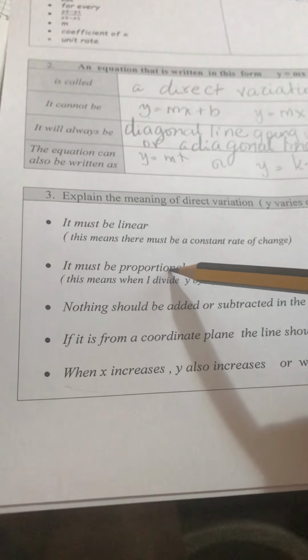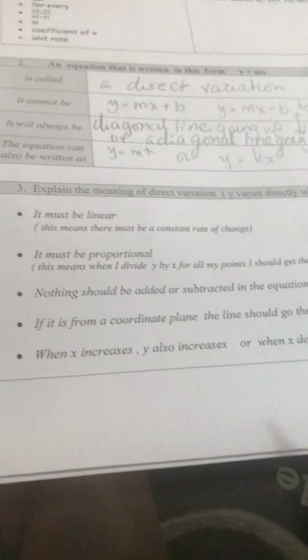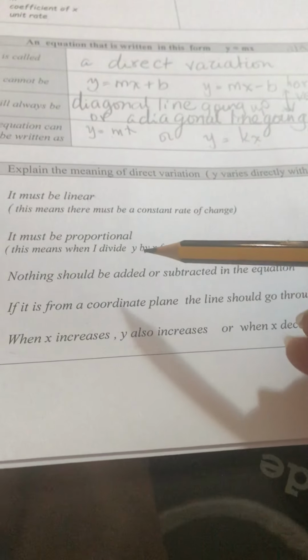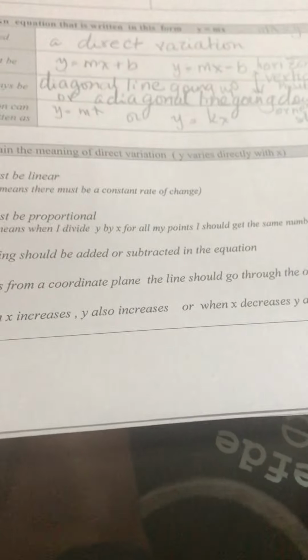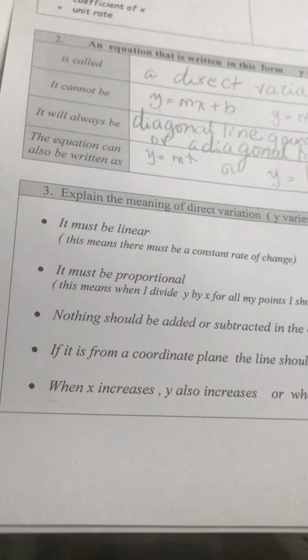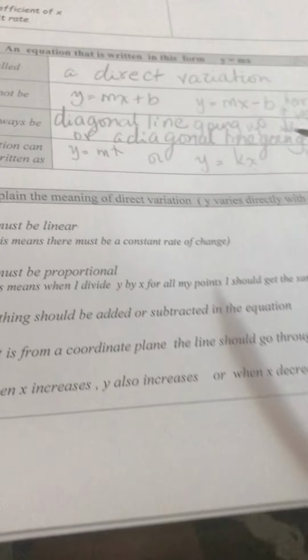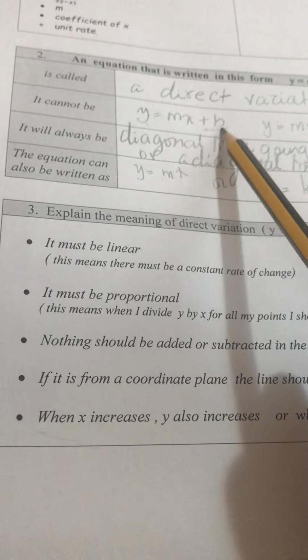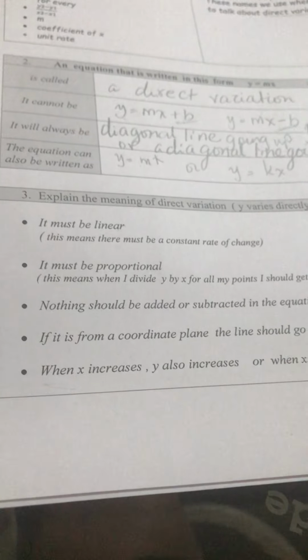It must be proportional. What do I mean by that? If I take all my points and I divide the y by the x, I should get the same number each time. You cannot add or subtract anything to the equation. That's what we said here. You cannot add or subtract anything to the equation.